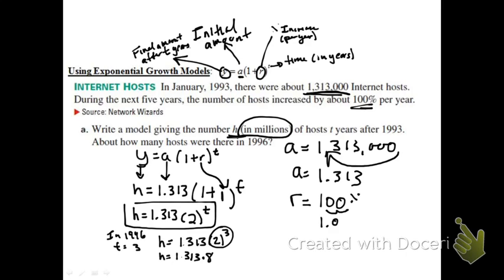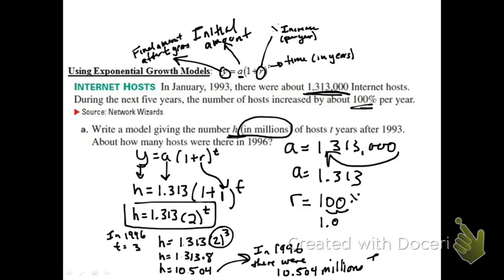And if you do, I get 10.504. So h is 10.504. To answer the question, how many internet hosts were there? Well, remember, this is measured in millions. So I would say in 1996, there were, according to this model, about 10.504 million internet hosts.